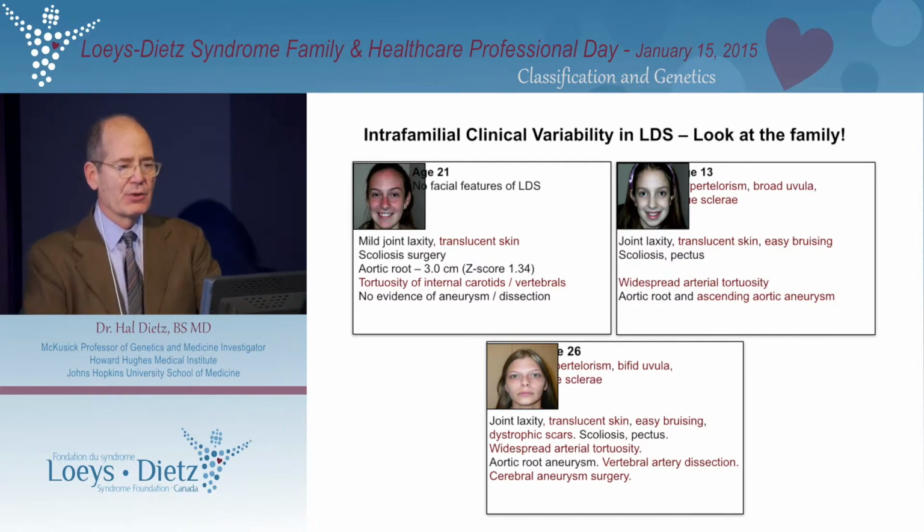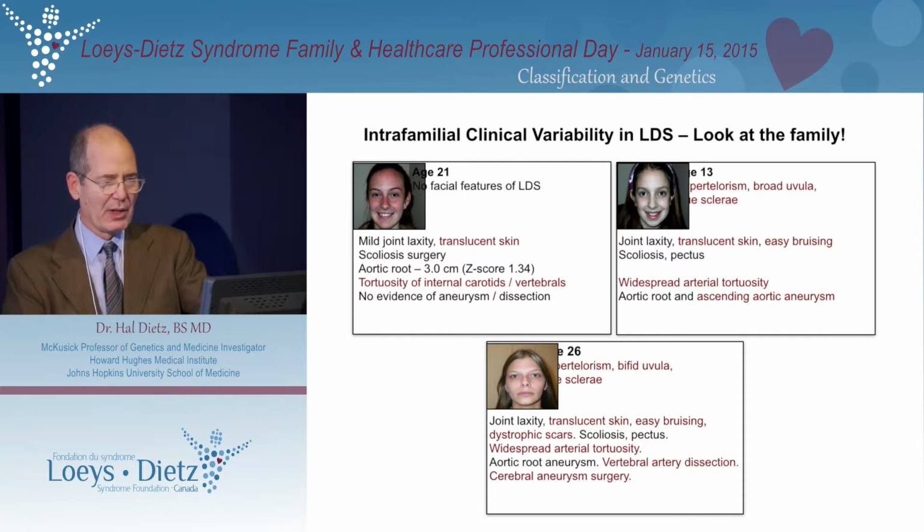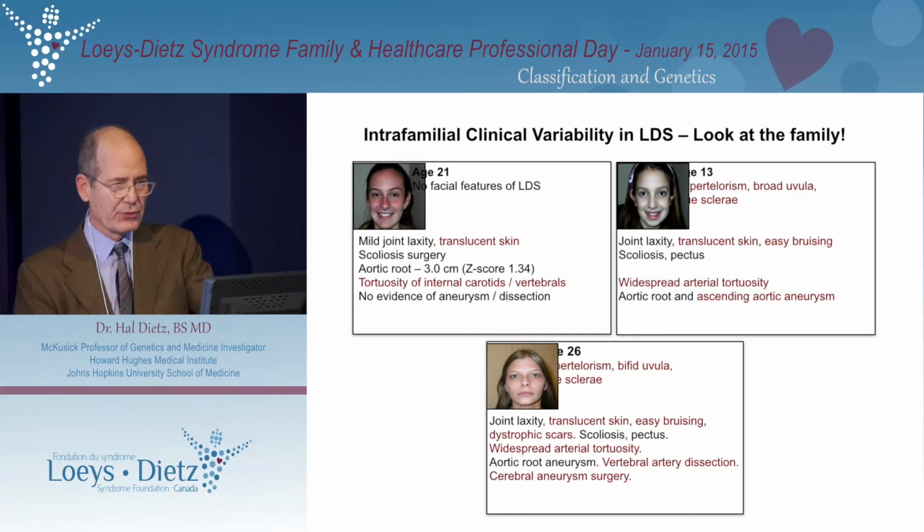But if you look at her 13-year-old sister, suddenly we're kicking in with very broadly spaced eyes, a broad uvula, blue sclerae, very translucent skin, and she has widespread arterial tortuosity and both an aortic root and ascending aortic aneurysm, younger than her sister. If you look at their aunt, she has hypertelorism, bifid uvula, blue sclerae, virtually every skin and skeletal finding, widespread tortuosity, vertebral artery dissection at a very young age, and a cerebral aneurysm that required surgery.